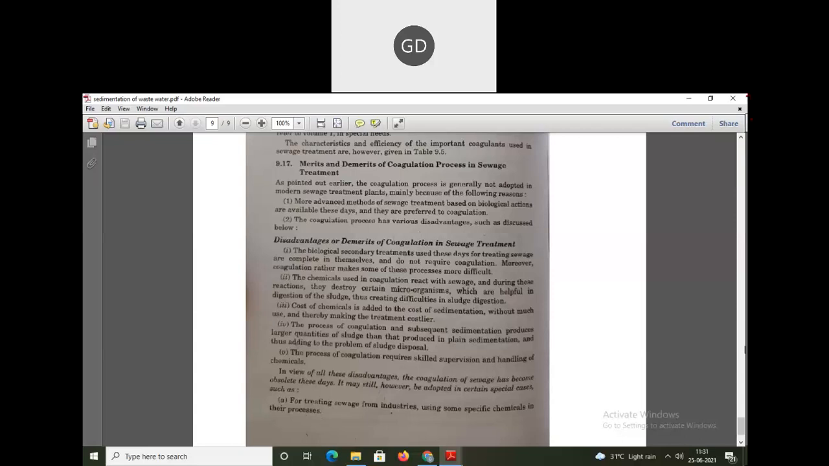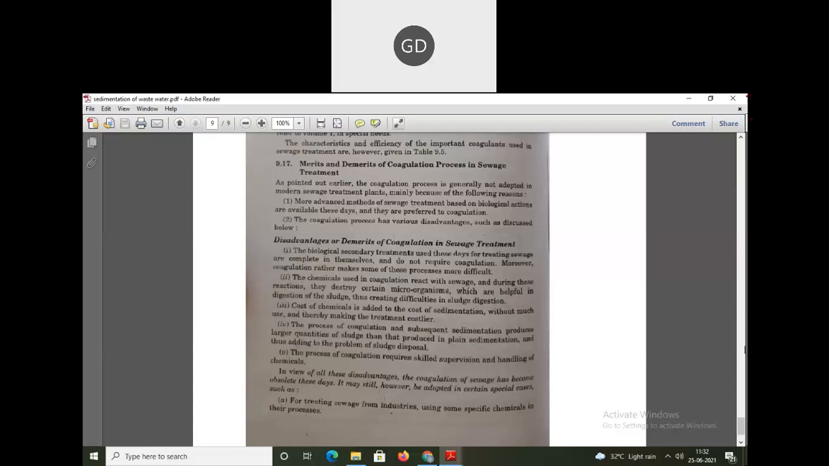Whatever treatments we are giving in these treatment plants are said to be complete, so it is not required to add coagulation in sewage treatment. It makes the process somewhat more difficult. The chemicals used in coagulation react with the sewage, and during these reactions they destroy certain microorganisms present in the sewage. These microorganisms are very helpful in the digestion of the sludge, so when they are destroyed, they create some difficulties in the sludge digestion process. Also the cost of the chemicals added in coagulation is much higher. So without coagulation also we can proceed.